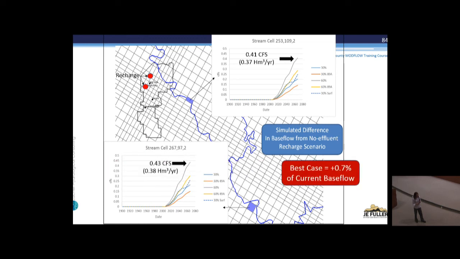So the best case scenario was an additional 0.7% of current base flow. Right now, I don't know if you remember, but their depletion is predicted to be 0.1% of current base flow. So this would be above and beyond, making up for their impacts to the river by 2075. But it's still a very small number.